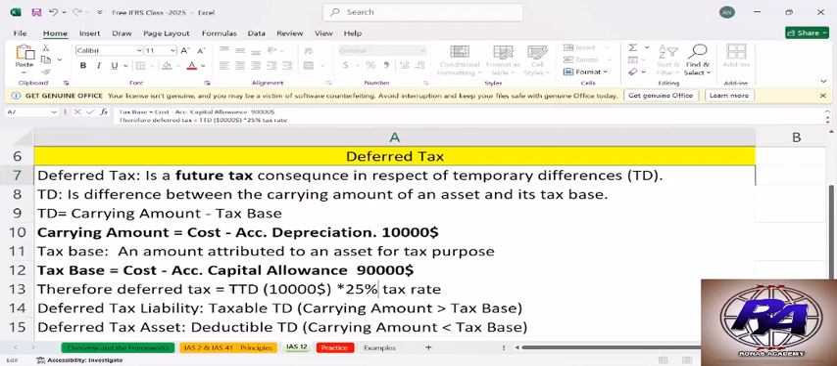Once again, your deferred tax liability comes from when the carried amount of the asset is greater than the tax base, right? And then you charge that rate on the taxable temporary difference, and what you get is what we call deferred tax liability. The vice versa is true. When the carried amount is lesser than the tax base, what you get is deductible temporary difference. When you charge your tax rate on it, that gives you your deferred tax assets.